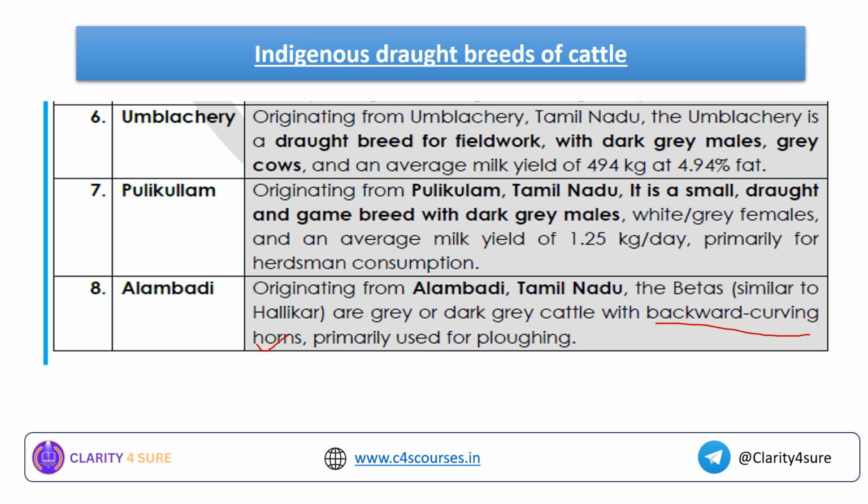We have seen crescent shaped horns for the Kangayam breed, and we also saw that the Kangayam breed resembles the Umblacheri breed. Now this Alambadi breed is differentiated from other breeds by its backward curving horns, and this breed is primarily used for ploughing. So these are some of the important draught breeds of cattle, which may come as a question in your actual examination for both NABARD Grade A and IBPS AFO examination.